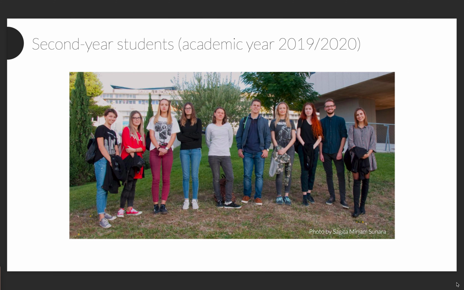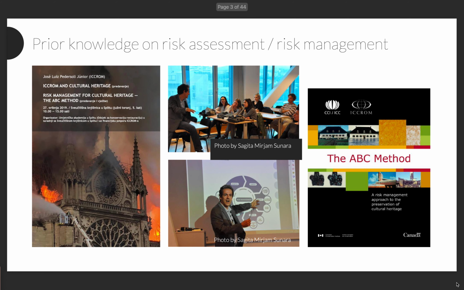On this slide, you can see the students who participated in the assignment. There were 10 of them. That's how many students we accept in our program each year. The students had already completed a course on the basics of preventive conservation, which I teach in the first year of the program. As a part of that introductory course, this group of students attended a lecture by a visiting expert, José Luis Pedersoli Jr. of Vikrom, co-author of the ABC method, a risk management approach to the preservation of cultural heritage. So the students had already heard about risk management.